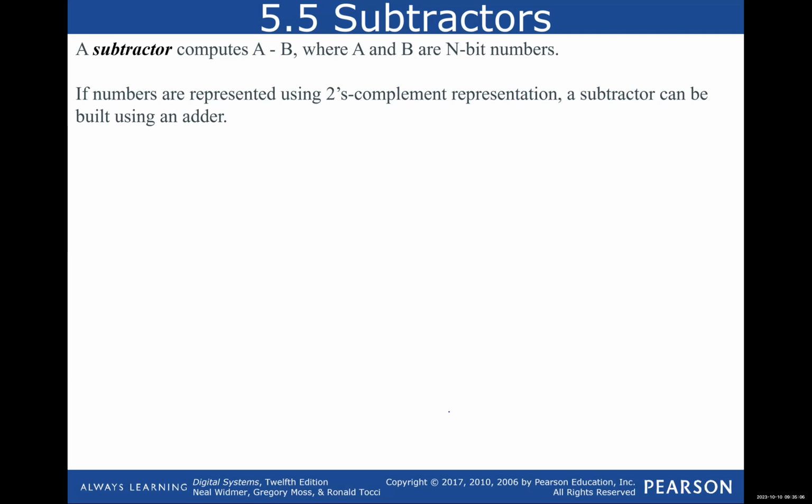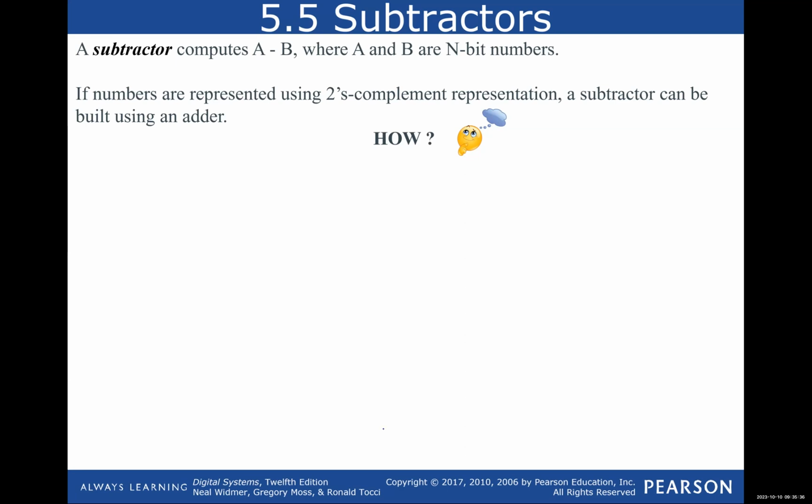If numbers are represented using the two's complement representation, the subtractor can be built using an adder. So actually, I don't have to build a subtractor. I just need to be creative and see how I can make use of the full adder, with some knowledge about the two's complement, and create a subtractor from an adder. Okay. So any thoughts? How can we do that?